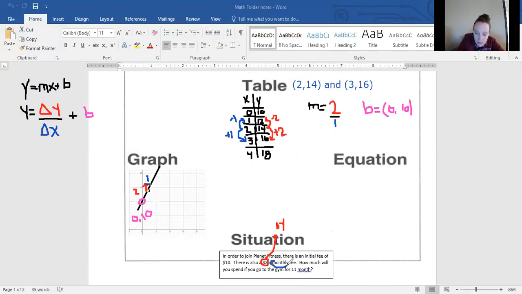Okay, let's take a look at change in x. Well, that's a month, okay? You get that for a month. So this is going to be my change in x.